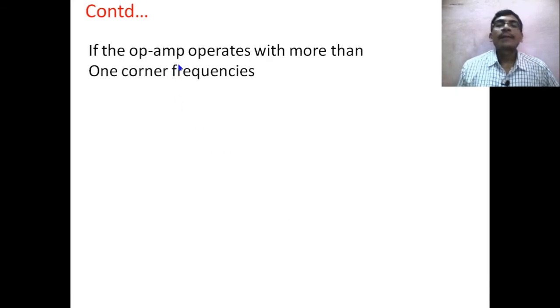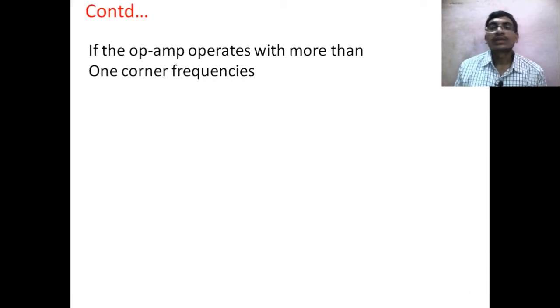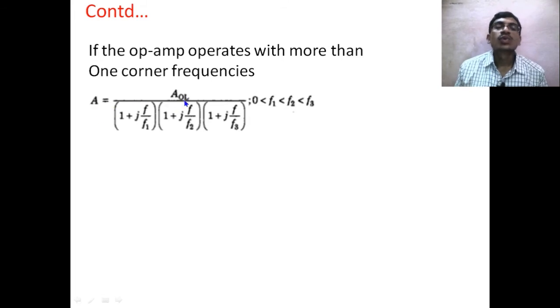Let us see if the op-amp operates with more than one corner frequency. Up to now we have only one corner frequency, which is f1. Suppose our op-amp has more than one corner frequency, then what is the gain equation? Gain A is equal to AOL divided by 1 plus j f by f1, for one corner frequency, and for the second corner frequency, into 1 plus j f by f2, and the third, into 1 plus j f by f3, where f1, f2, f3 are three different corner frequencies of our operational amplifier, where 0 is less than f1, less than f2, less than f3. So f1 is less than f2 and f2 is less than f3.